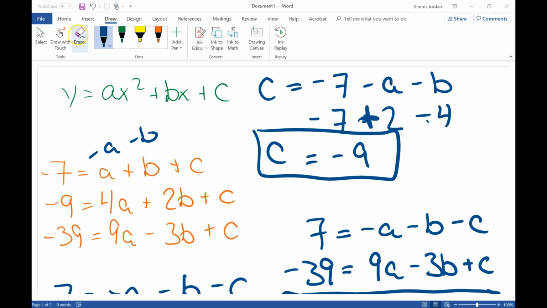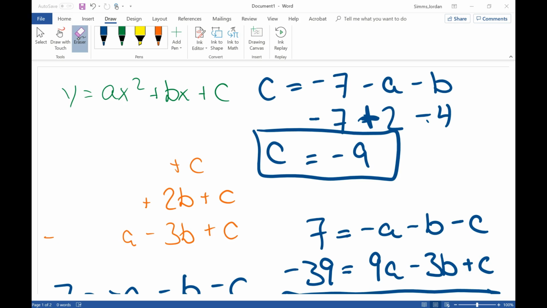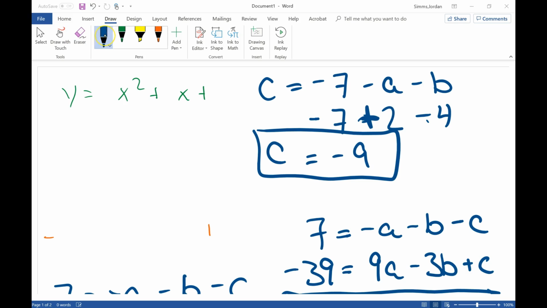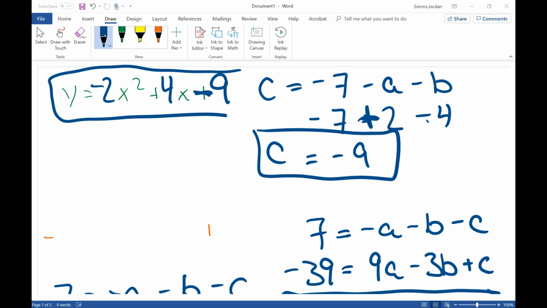So now we found a, b, and c, and basically we can answer our question. I'm just going to, I don't know why I'm erasing all this, but basically we just replace a, b, and c in our equation with those coefficients that we found. So a is negative 2, plus b, which is 4x, minus 9. Okay, so that's going to be our equation.